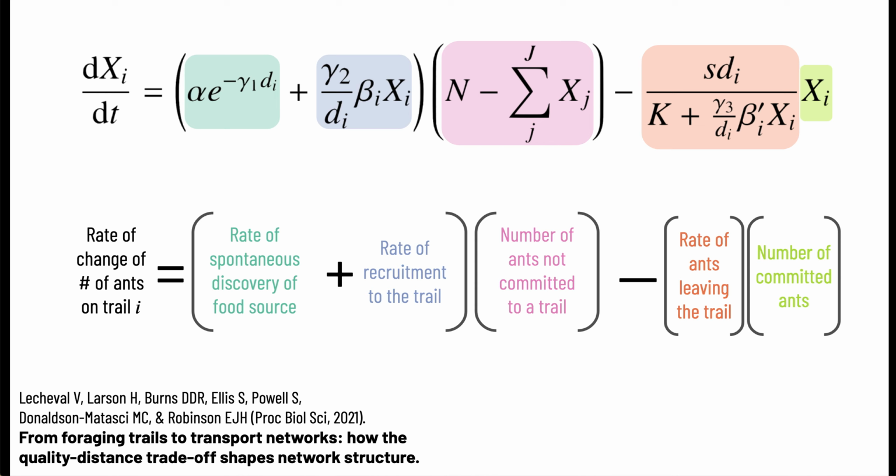This model is a system of equations describing the rate of change of the number of ants on a trail to a resource. There's one equation per food source. Each equation has 5 main terms. The first 3 describe the rate that the ants are joining the trail. The rate of ants randomly searching and finding resources is added to the rate of ants being recruited to the trail, or joining it from the nest.